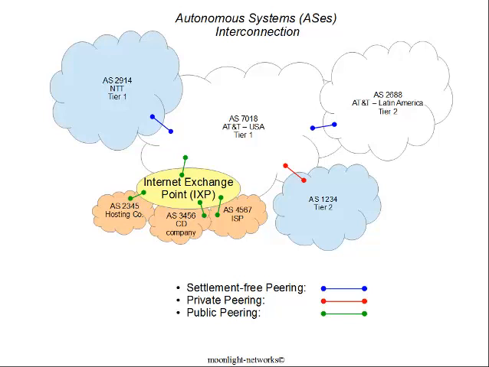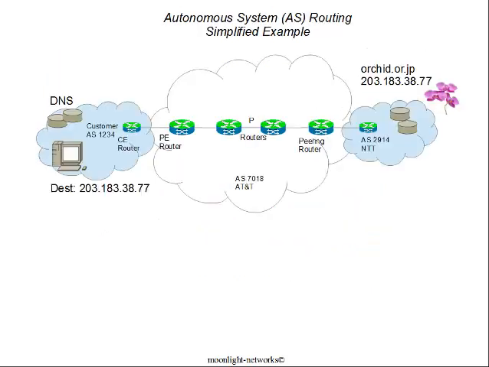In the next slide, we're going to see how these interconnections actually function from a protocol viewpoint. In my example, I'm going to be a user sitting in an autonomous system, 1234, which could be an ISP, or it could be an enterprise that's contracted with AT&T for internet service, and I want to access a website in Japan, and that website is for orchids, for exotic flowers and orchids in particular.